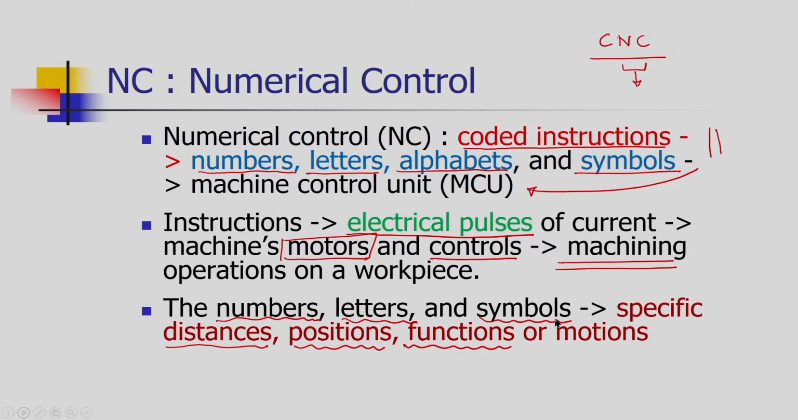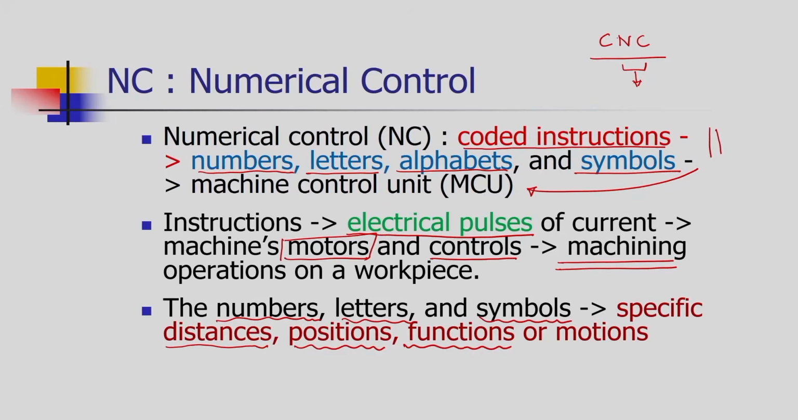All these symbols, letters and numbers together are written in a standardized way, and that way of writing we call G and M code, the preparatory and the miscellaneous code. We will be studying about this in the later classes when we study the CNC technology in detail.